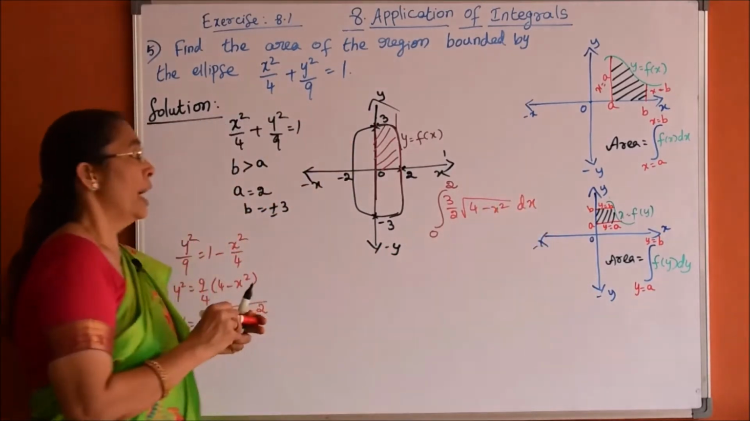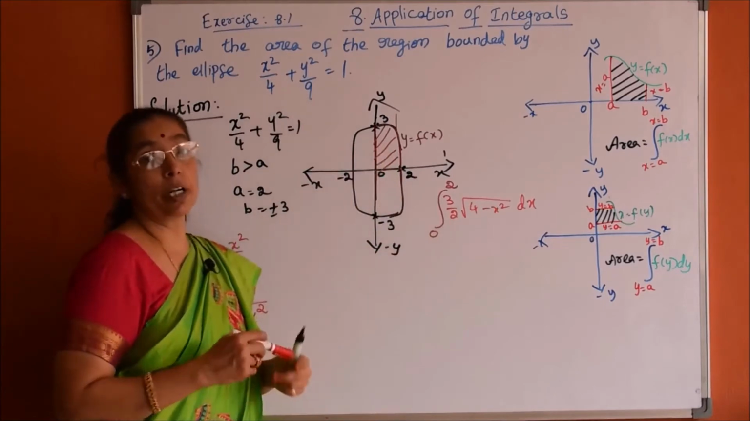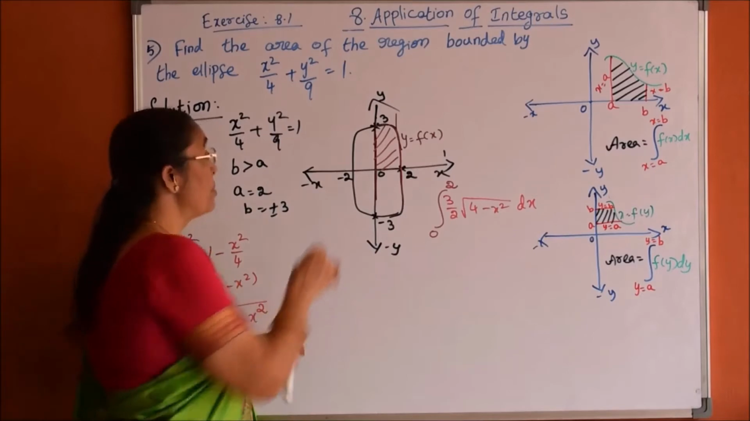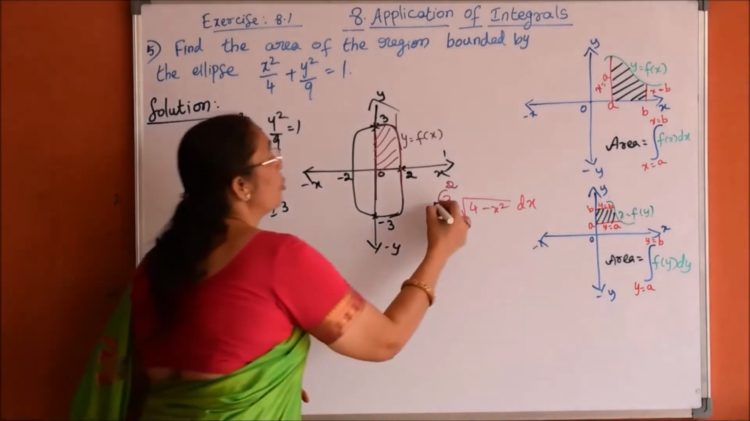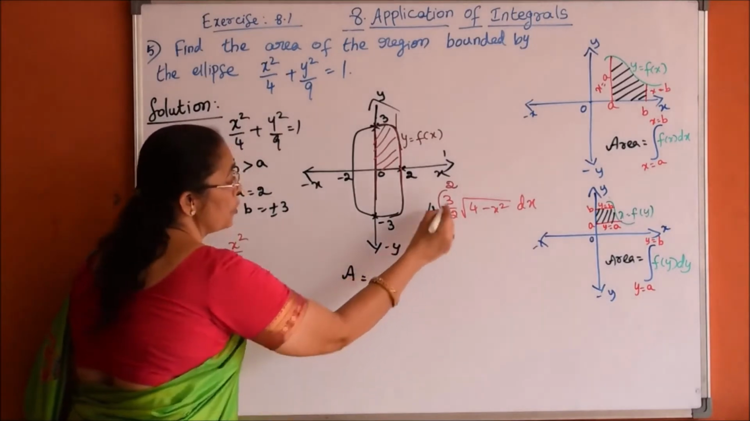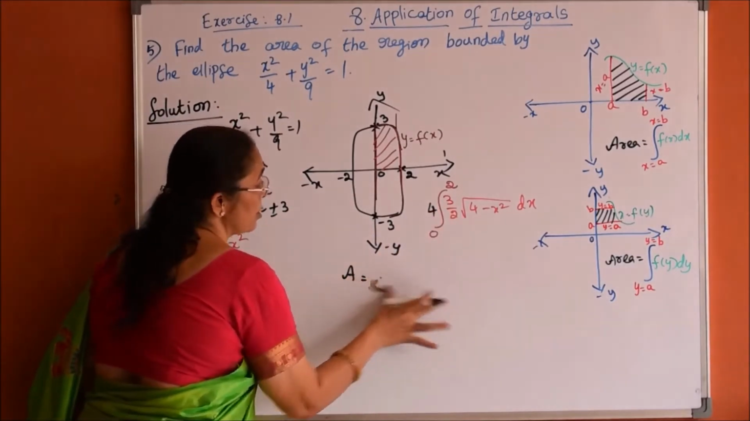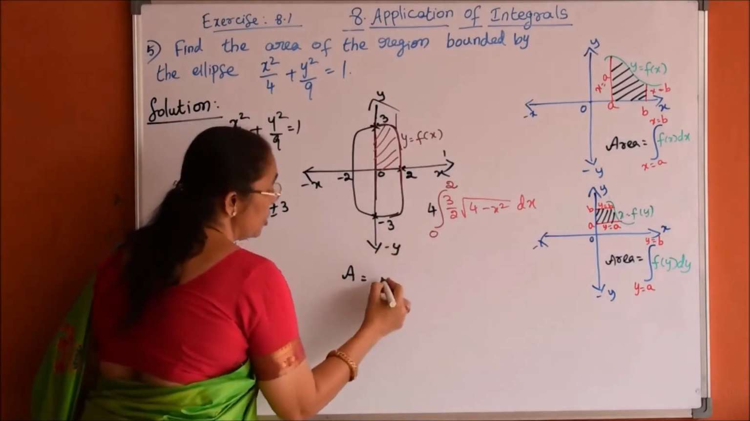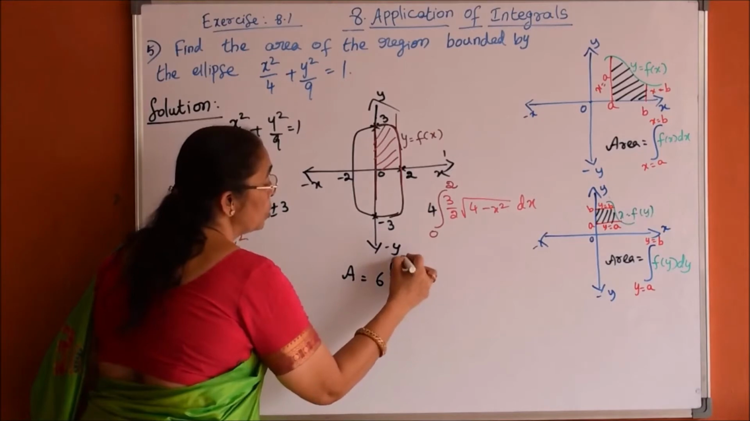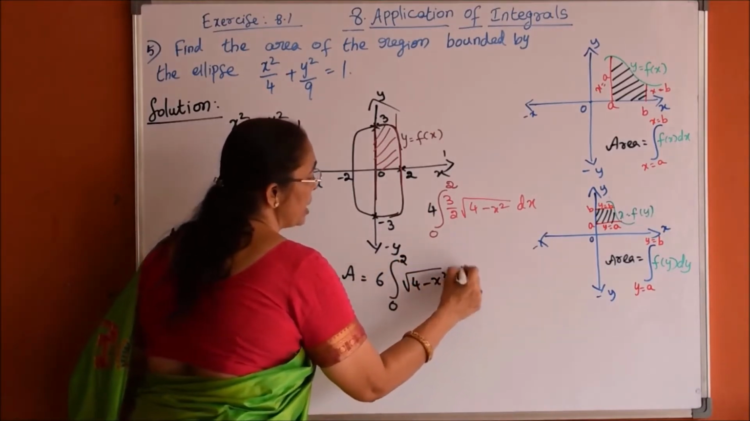Fine. And now this is nothing but the area only in the first quadrant. We need the complete area covered by the ellipse. So it is nothing but 4 times. So the required area is equal to 4 into 3 by 2, which is 2 3s are 6. Can cancel. So 6 into integration of 0 to 2 root over 4 minus x square dx.